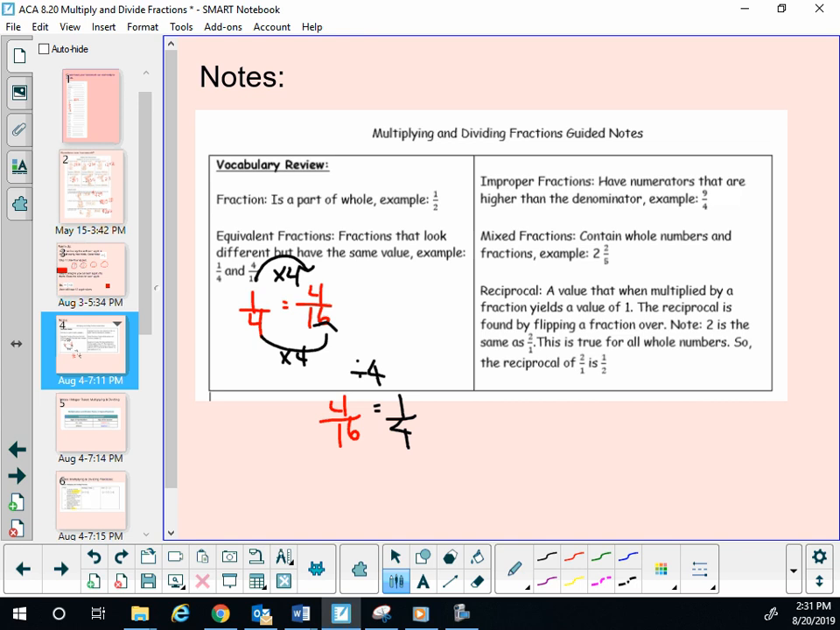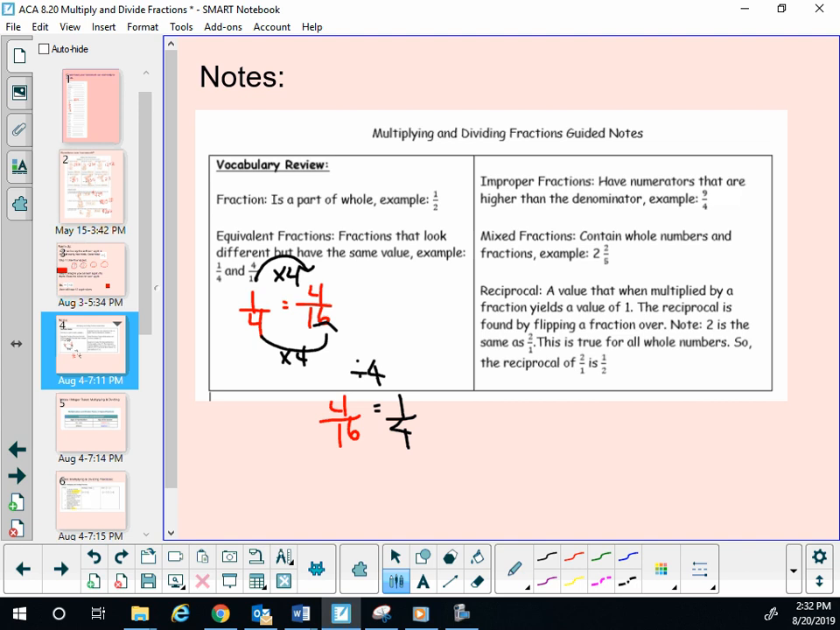This word is one we saw last year: reciprocal. Does anyone remember what reciprocal is? It's like switching the denominator and the numerator? Yeah, you're flipping it around. So this word comes back. If you take the value and multiply by its reciprocal, it yields 1. The reciprocal is found by flipping a fraction over.